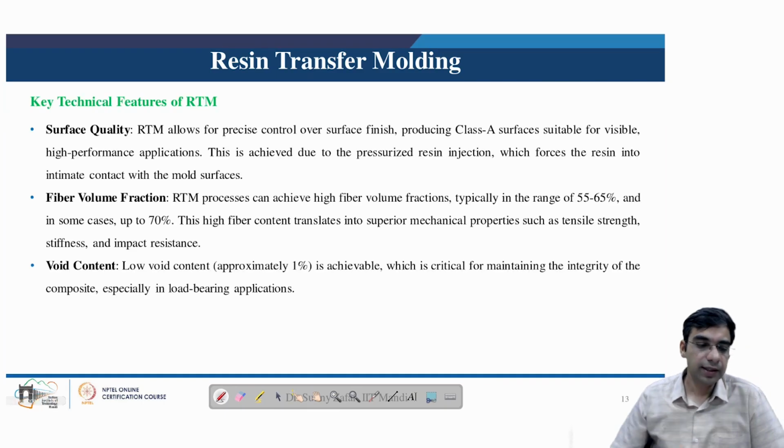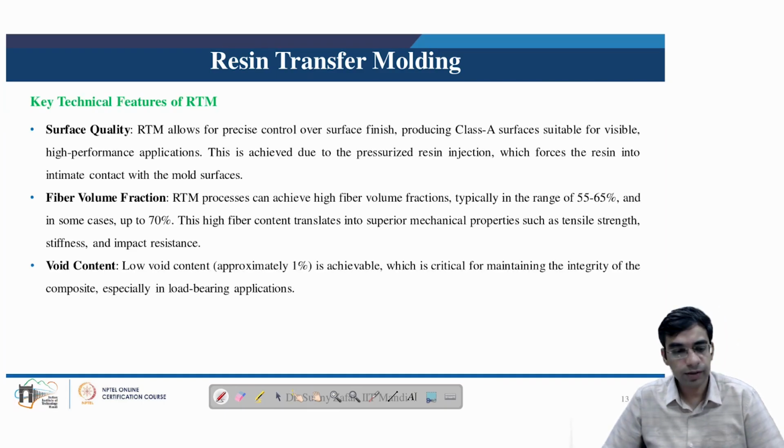So next we will see the key technical features of resin transfer molding. Key technical features include surface quality, where resin transfer molding allows for precise control over the surface finish, producing a class A surface suitable for visible high performance applications. This is achieved due to pressurized resin injection, which forces the resin into intimate contact with the mold surfaces.